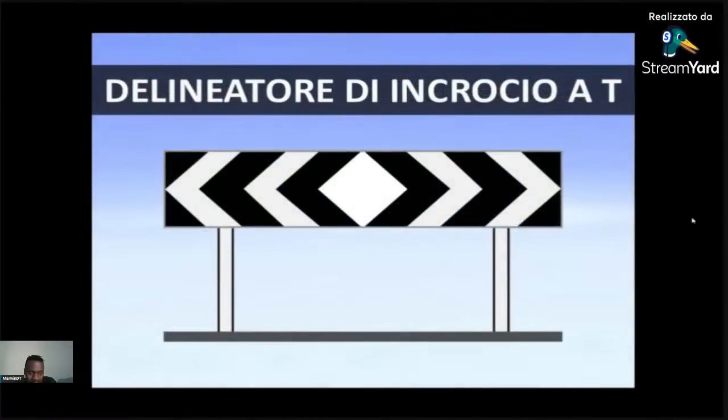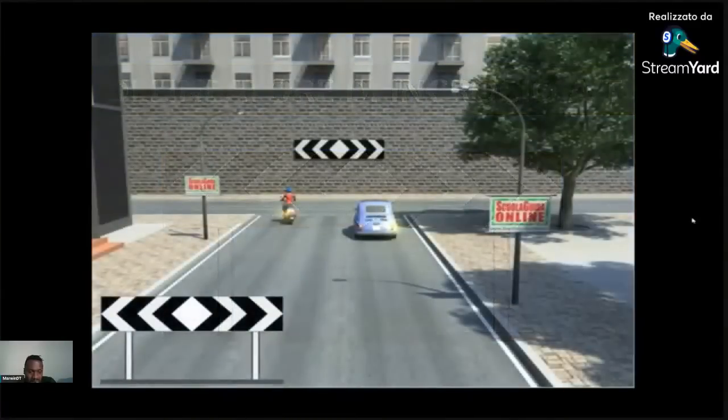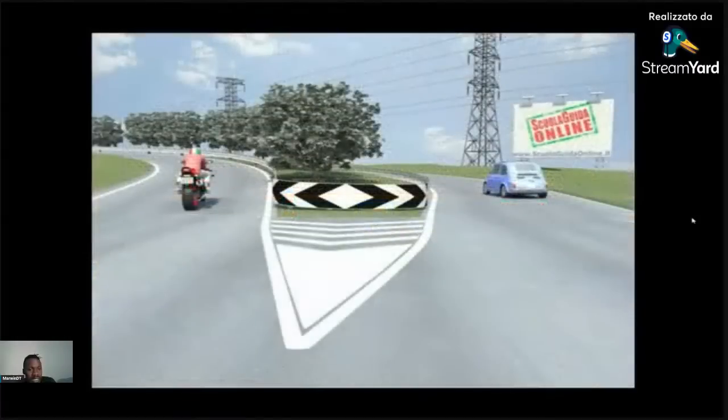Delineatore di incrocio a T. This one too is showing us an intersection where we can turn to the left or to the right. Do not forget, this one is not temporary because the color is what? White and black. The same thing here, so we can go to the left and right. That's what it means. Very good.